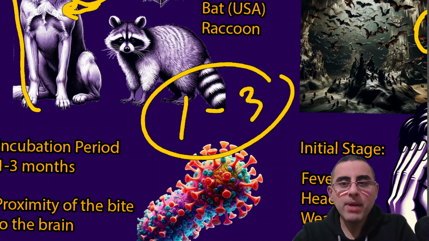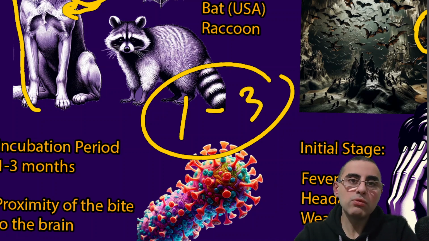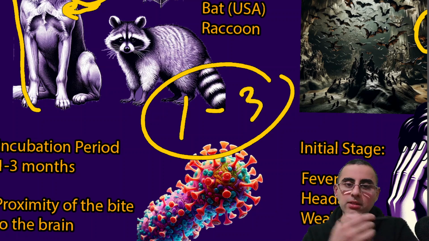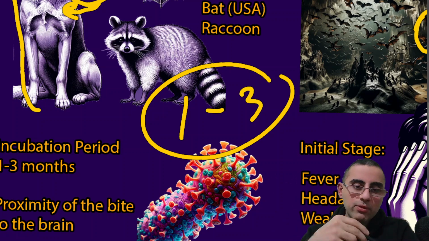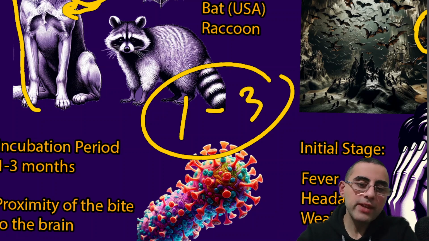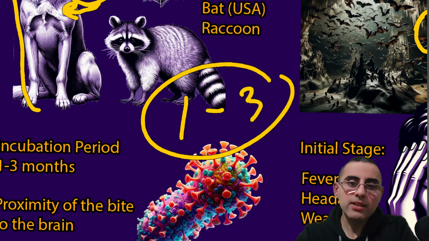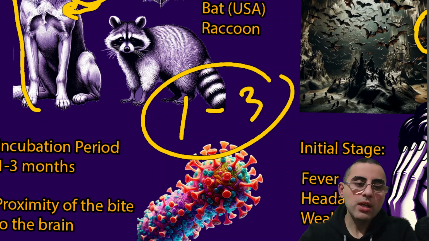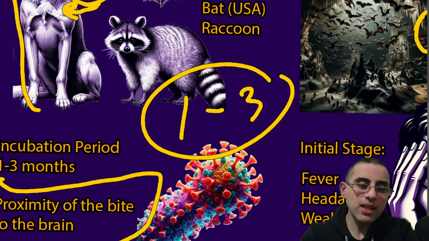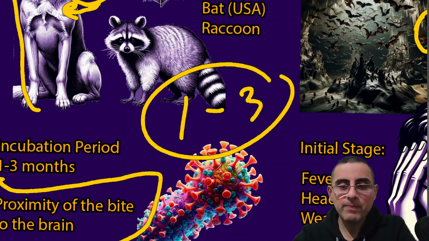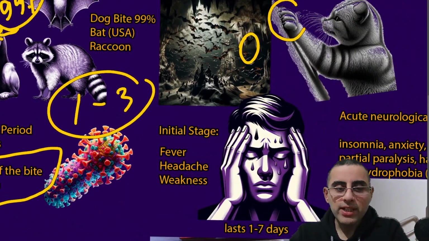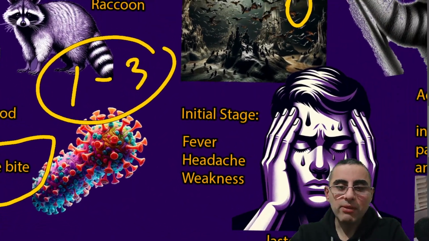And it is dependent on proximity of the bite to the brain. So how short is the distance from the bite to the brain? For example, if the leg is bitten, then it requires much more time compared to the face. So proximity of the bite site is very important. Now let's talk about what the symptoms are when symptoms develop.